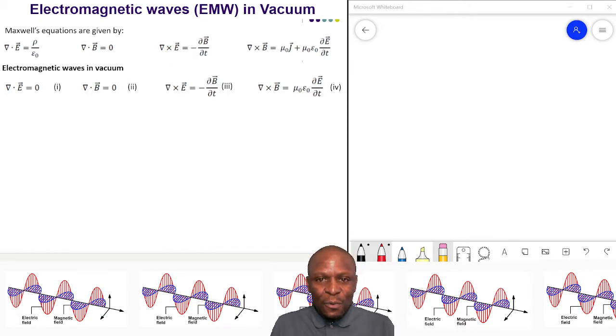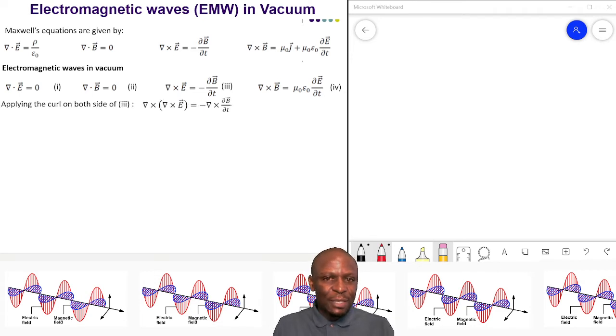Right. Now I would also like to say something about Faraday's law. What does this tell us? It tells us that E induces B and B induces E. You cannot have one without the other. So that's very, very important.